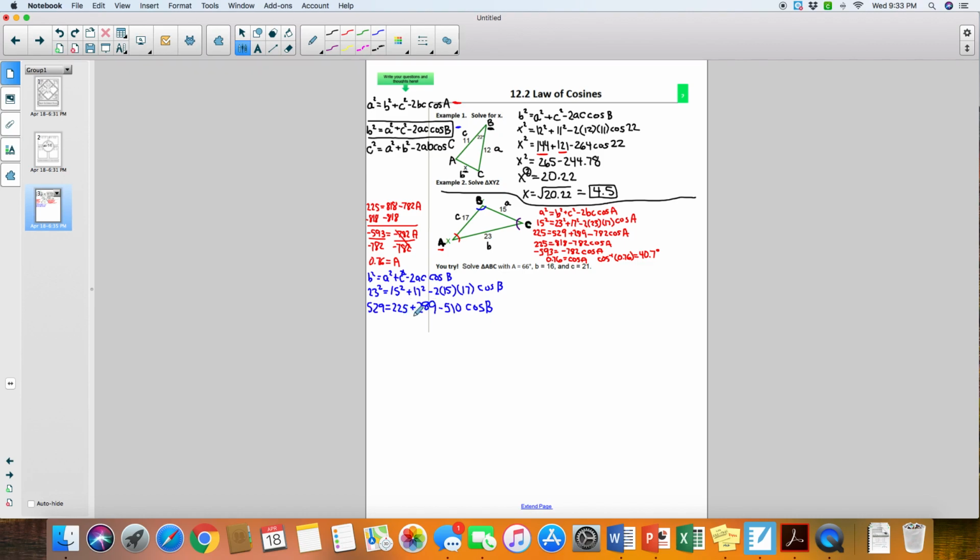Again, I'm going to combine my like terms. 225 and 289 are like terms, so I would add 225 plus 289 to get 514. So this will be 529 equals 514 minus 510 cosine B.